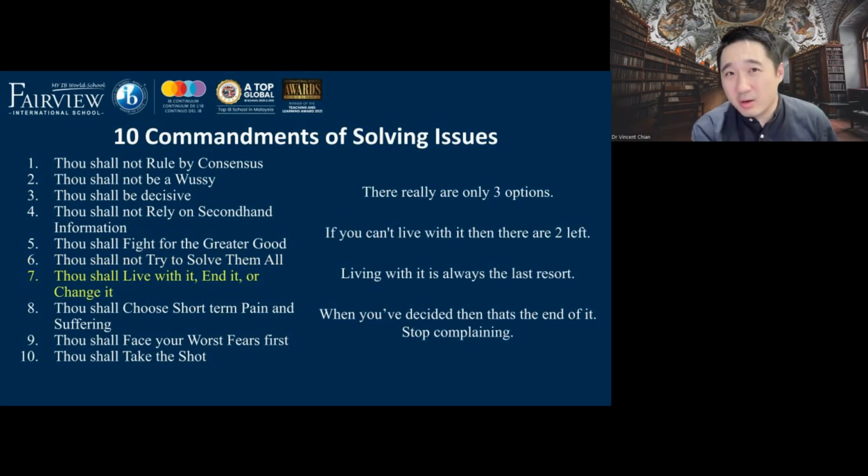There really are only three options in life. Thou shalt live with it, end it, or change it. There's really three things you do with anything. You've got a girlfriend, you either choose to live with it. If you can't live with it, then you either end it or you change it. That's it. Living with it is always the last resort. Don't go there unless you absolutely have to. And when you've decided that's the end of it, be done with it, stop complaining, and move on.